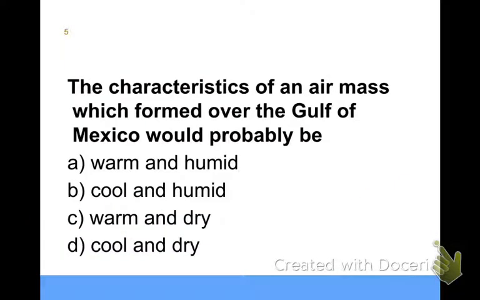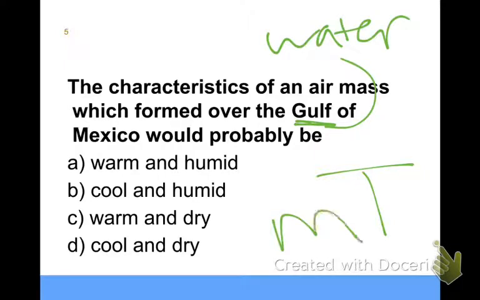Number 5, the characteristics of an air mass over the Gulf of Mexico would be, well, we know Mexico is near the equator, so it's warm, and warm areas get a T for tropical. And the Gulf of Mexico, make sure you know this, because we're going to talk about the Gulf a lot. The Gulf of Mexico is a body of water. So because this is water, it's going to be moist or humid. So I have an MT air mass, which is a warm, humid air mass, which is why number 5 was A.